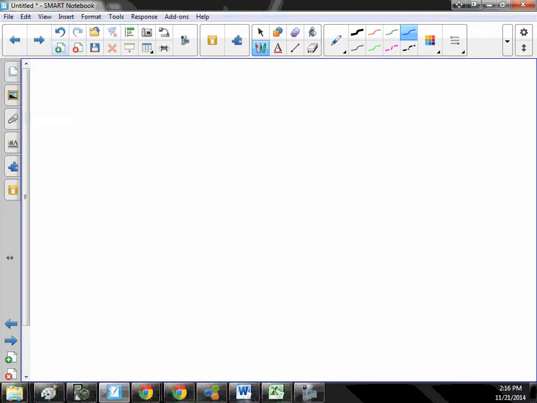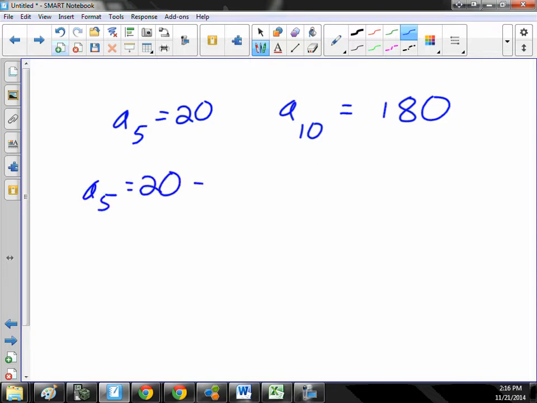Let's look at this in an arithmetic sequence. So imagine that we're adding the same number every time. And I tell you, on day 5, you have 20 bucks. And then on day 10, you have, make this up, $180. How are we going to find out the common difference if we were adding? So what's happening is a sub 5 is 20, and then I'm going to add D, and add D, and add D. How many times am I going to add D? 5 times.